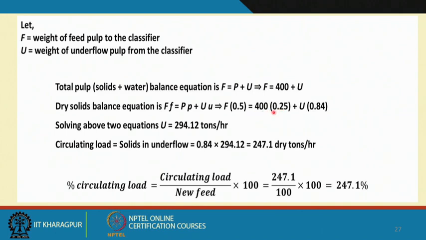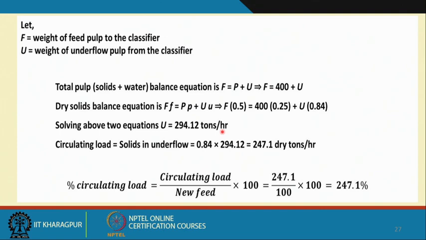So, that is 400 into 0.25 plus U, capital U, into 0.84. Now you have got two unknowns, F and U, and two equations, so we can easily solve it. How can we solve it? We can put the value of F in this equation, that is 400 plus U into 0.5 is equal to that. So we can find the value of U.